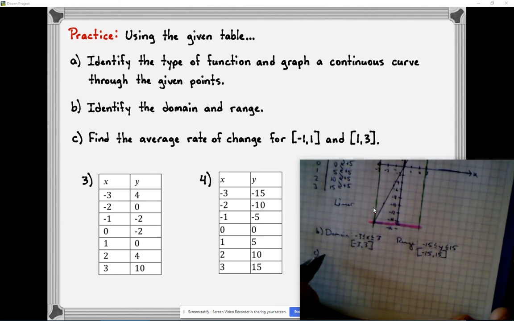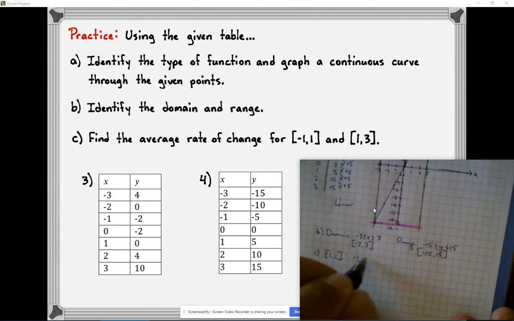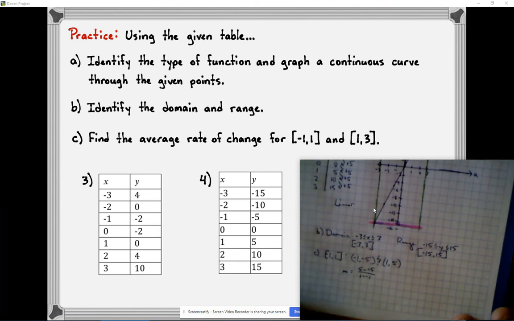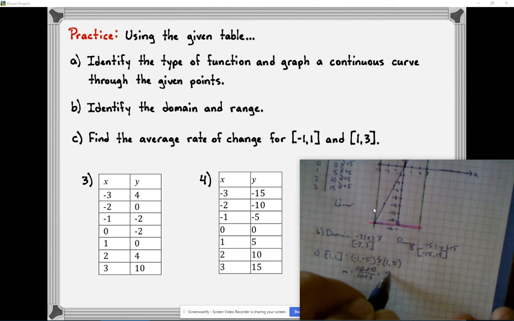All right, for C, the interval from negative 1 to 1, if we look at that data, negative 1 comma negative 5 is the first point. And the next point is 1 comma 5. So we'll find the slope between there. That would be 5 minus negative 5 over 1 minus negative 1. It might be a good idea to put parentheses around what you're plugging in so you don't get mixed up with your minuses and your negatives. So 5 minus negative 5 is actually 5 plus 5, so that's 10. 1 minus negative 1 is 1 plus 1, which is 2. And so our slope is 5.